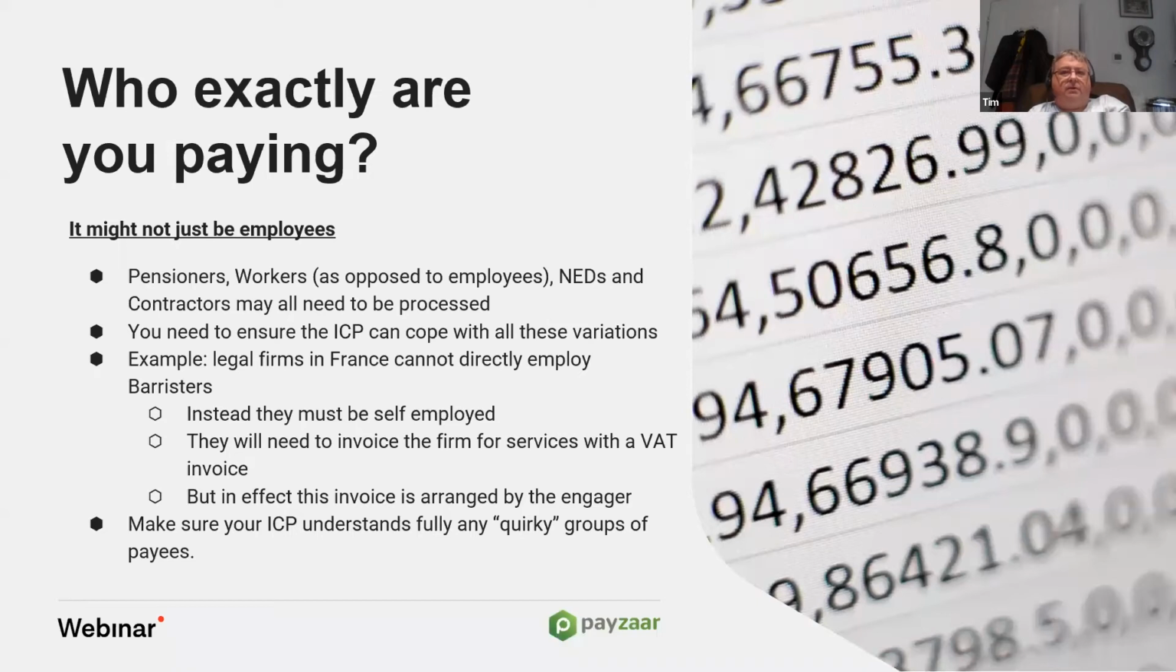So those people will have some of the aspects of employment about their relationship, but not all. And they may need processing in a different way. There may be additional returns to do on them, for example. Non-executive directors and other officers as opposed to employees. And also full-blown contractors as well. They all may need to be processed. So you need to make sure that your ICP can cope with all of these variations.